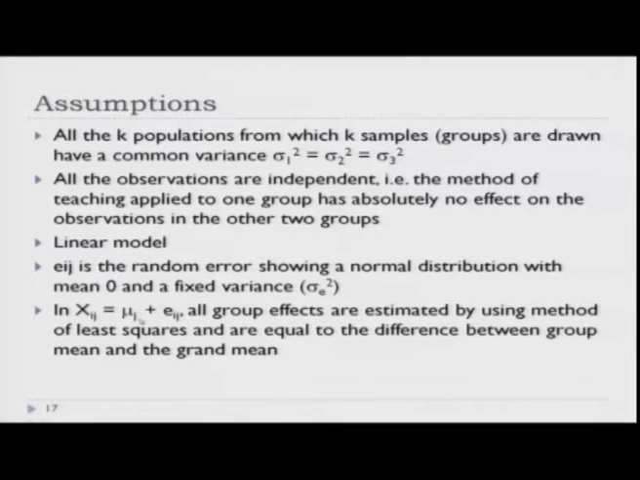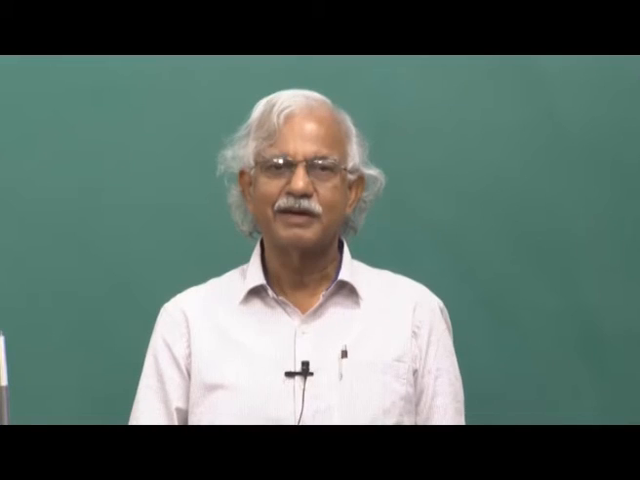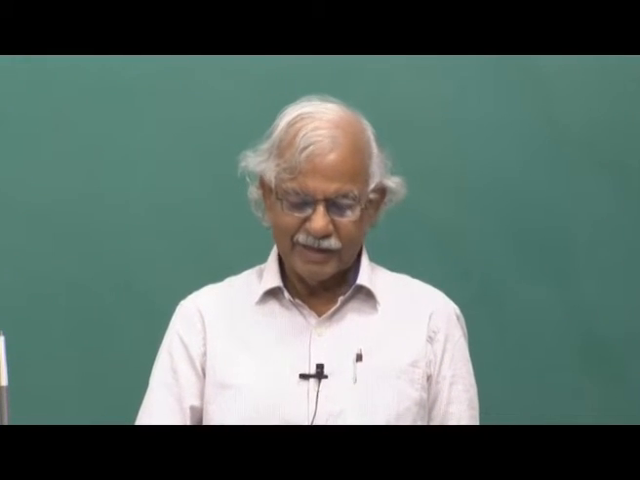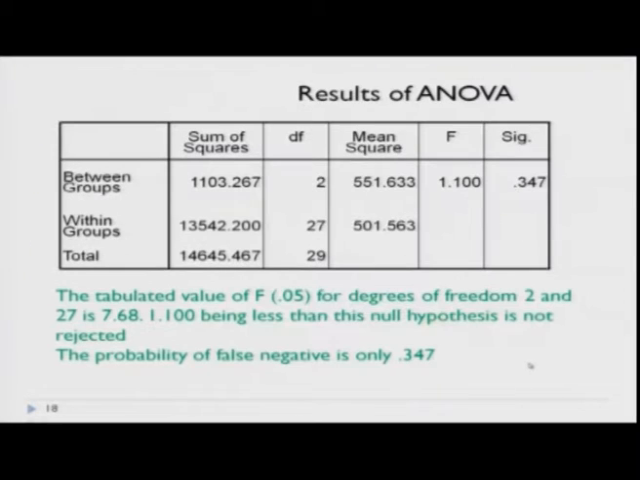In x i j equal to mu j plus e i j, all group effects are estimated by using the method of least square, the same method used in estimating parameters of the regression model, and are equal to the difference between group mean and grand mean. Okay. The computer output in analysis of variance will look like this.